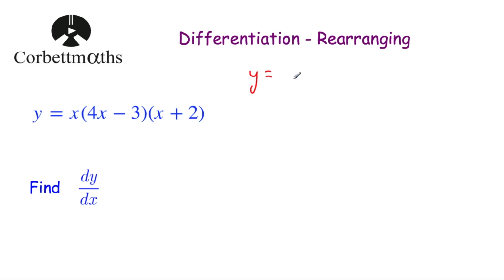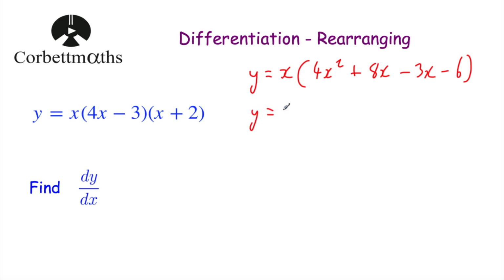So I'm going to write y equals, and I'm just going to put the x at the front there and then open up our brackets and let's expand the brackets. So 4x times x is 4x squared. 4x times 2 would be plus 8x. Minus 3 times x is minus 3x. And then finally, minus 3 times 2 would be minus 6. So we've expanded those two brackets.